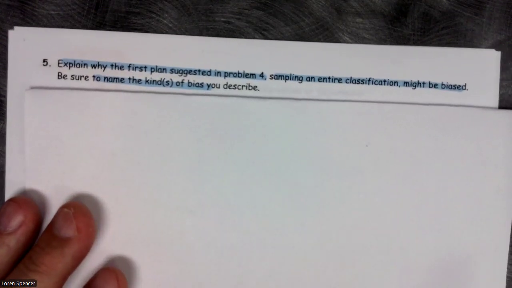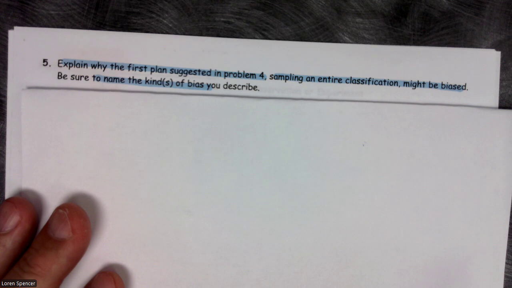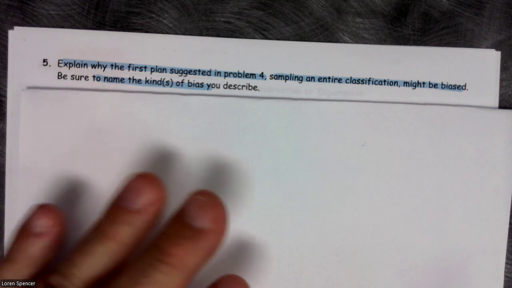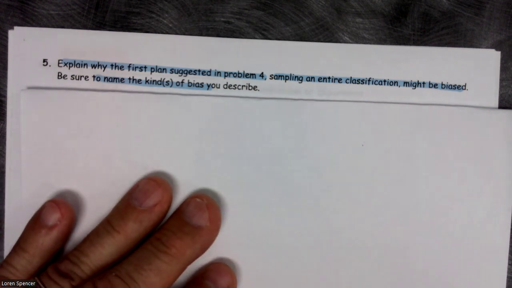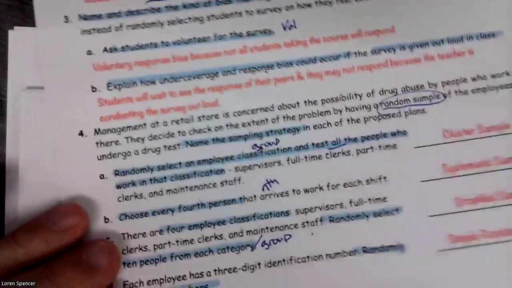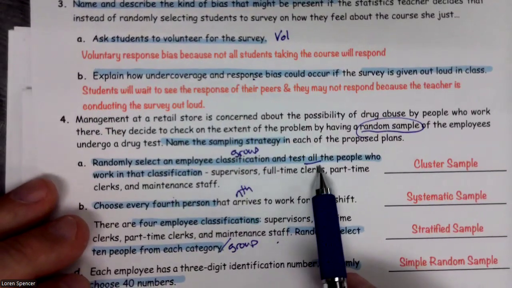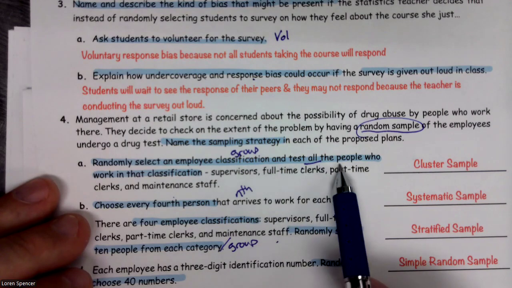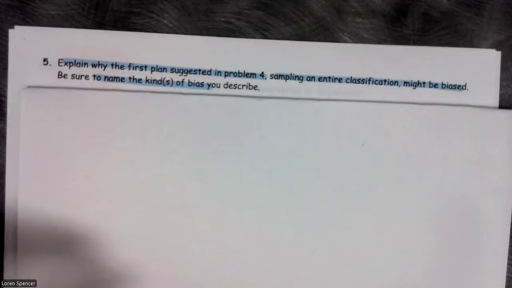Explain why the first plan in problem 4, sampling an entire classification, might be biased. All right. So in 4, it says randomly select an employee classification and survey all the people in that group. Well, that group may not represent the entire company.